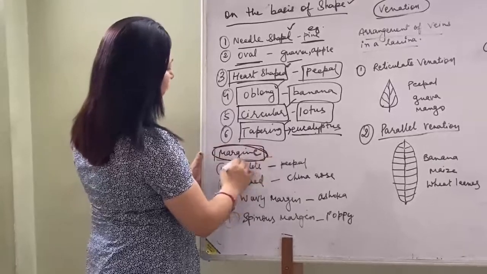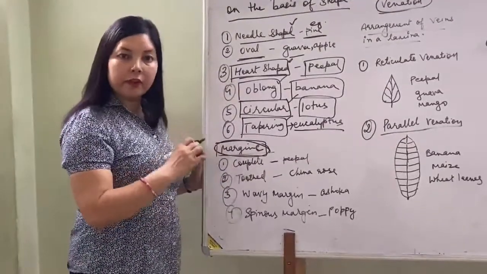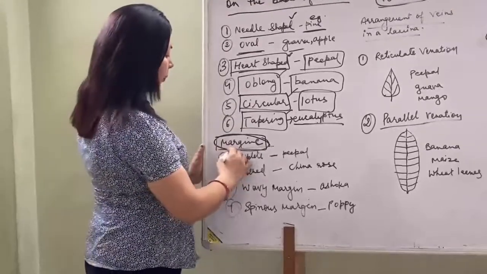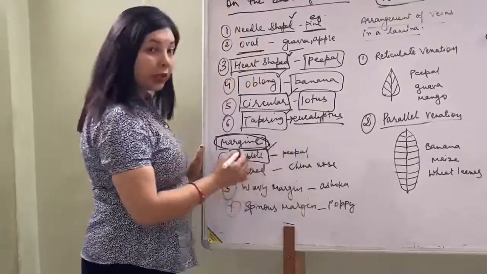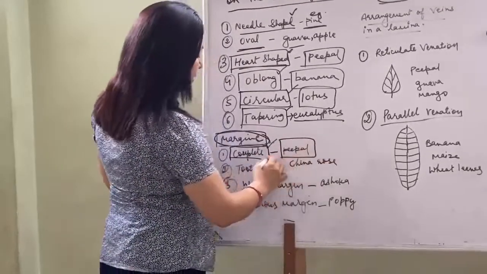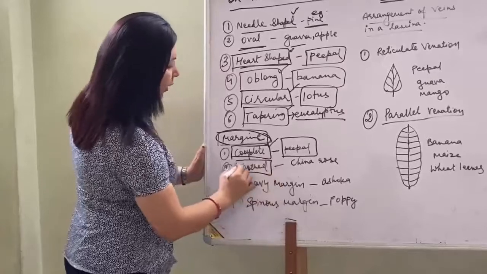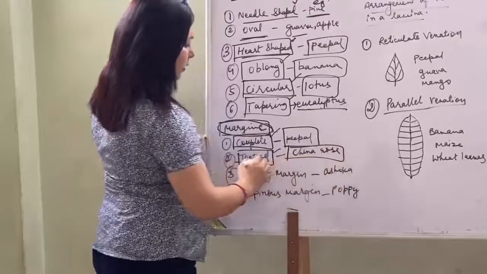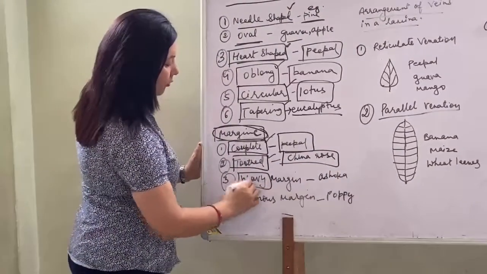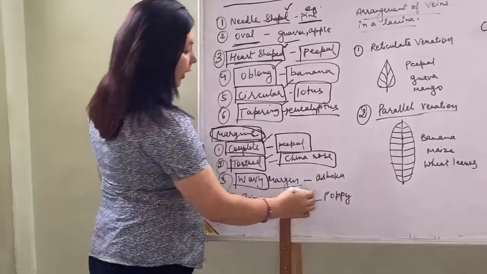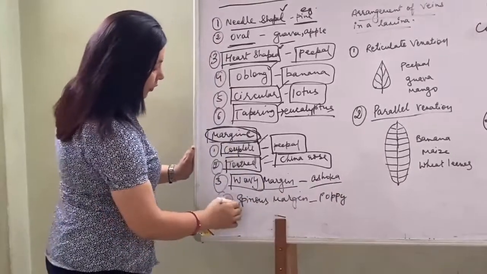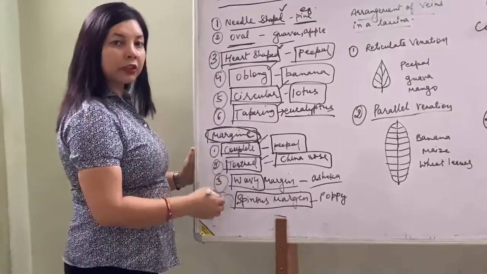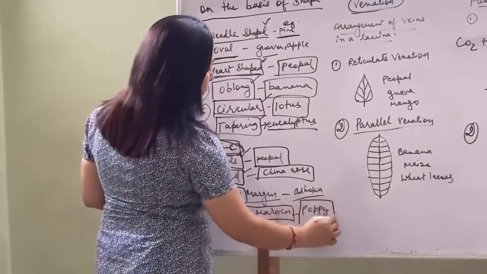Now let us talk about margin. If the margin of the leaf will vary from each other, then again we will have variety of leaves. Like if the margin is complete, we'll call it complete margin leaf, like in peepal plant. If the margin of the leaf is toothed, we can call it toothed leaf, like in China rose. If the margin is wavy, we can call it wavy margin leaf, like in Ashoka tree. Now if the margin of the leaf is spiny, then we can call it a spinous margin leaf, like we can see in poppy plant.